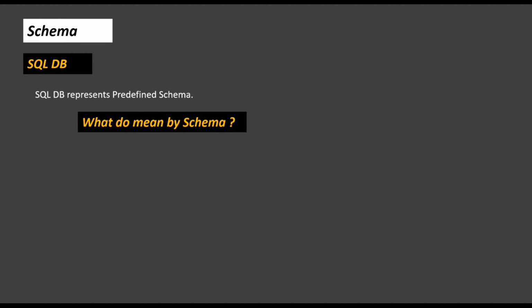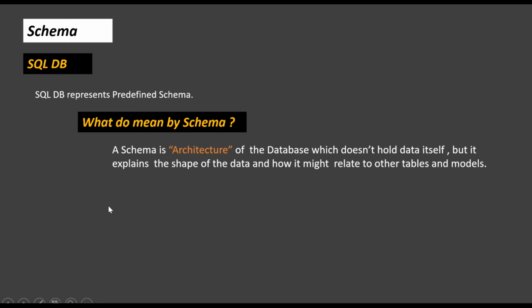Guys, definitely those who don't come from a database background, who don't know about databases and have just started, especially freshers, this question comes to mind: what is a schema? That's why I have already predefined the definitions, so you can easily understand the meaning of schema. Basically, schema is the architecture of the database which doesn't hold data itself. It means that it doesn't store the data, but it is the architecture of how the data is arranged in your database.